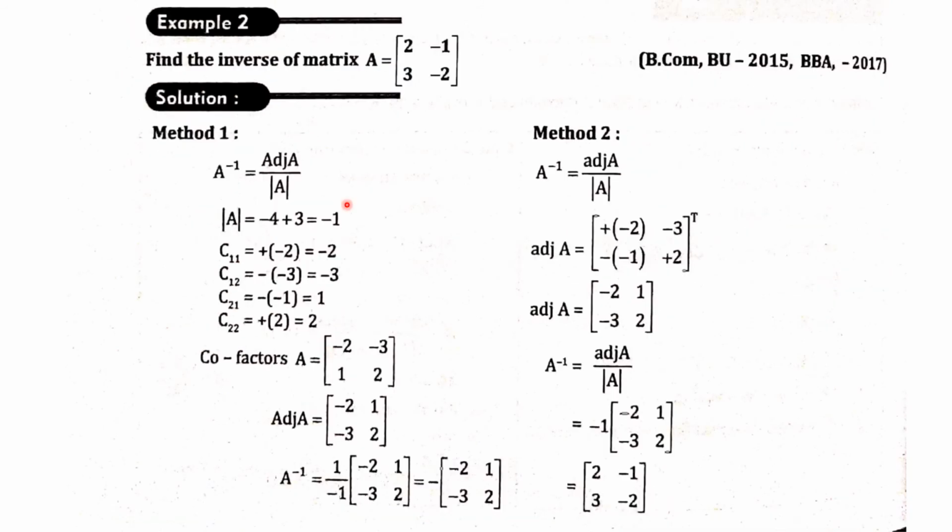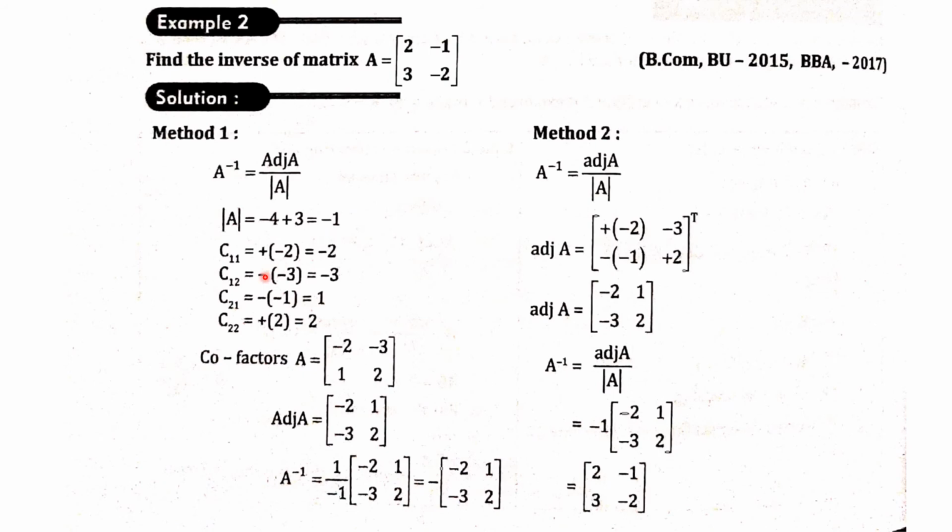We shall look at one more problem in this inverse matrix. The matrix A has the values 2, 3, minus 1 and minus 2. First, according to the method I told, you should find out the determinant value. So 2 into minus 2 will become minus 4, minus 1 into 3 will become minus 3. As you already have a minus, minus into minus will become plus. So minus 4 plus 3 will become minus 1. This is the determinant value of A.